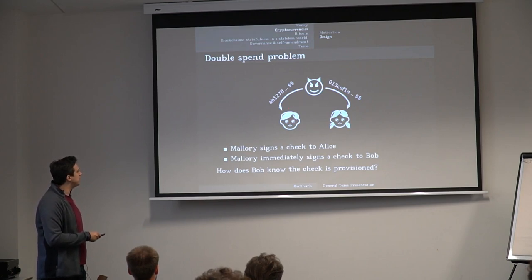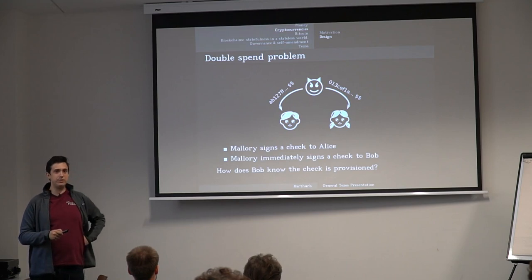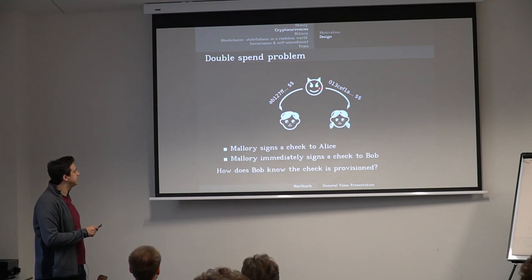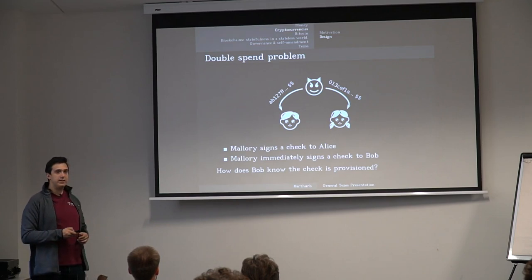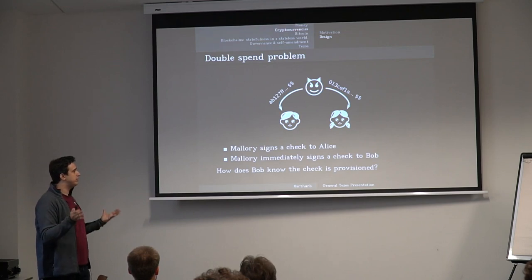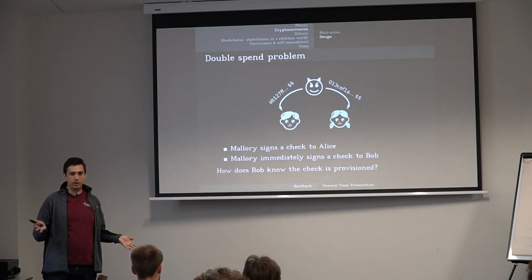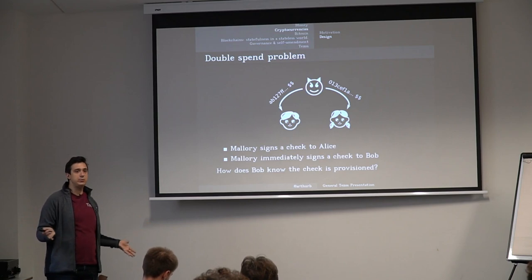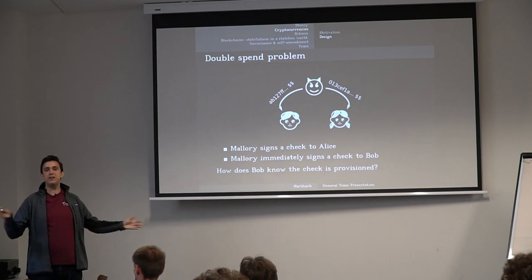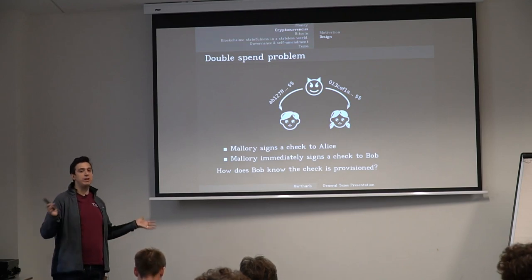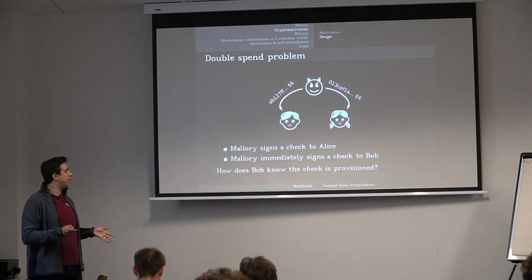And the problem is, how does Bob know that the check is provisioned? Even if we had a system where we knew that Mallory has a certain amount of money, if she sends it both at the same time to Alice and Bob, they don't really have a good way of knowing who really got the money. The problem is that we're in a realm of mathematics and equational reasoning. And in this realm, there's no scarcity. I have a value X. I can have as many value X's as I want. It's just information. Information can be duplicated infinitely.